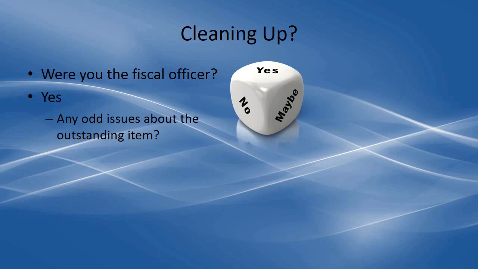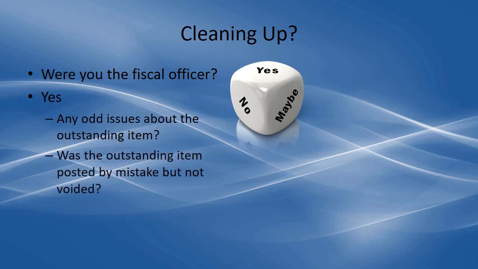I want my audience to understand that if you were the fiscal officer that posted the item, you're probably going to remember if there was something odd, like the withholding agency never received the check in the mail, or even more important, this item was posted by mistake but not voided in the system. It still needs to be voided. You'll probably remember if there were issues like this, and you'll know where to find the records associated with the payment so you can refresh your memory before you take action.